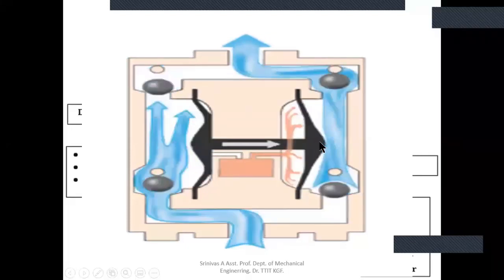When the diaphragm is coming back, a gap is created. And then when the diaphragm is pushing front, the water will be at high pressure, this inlet valve will be closed and the outlet will be open and water will be discharged.